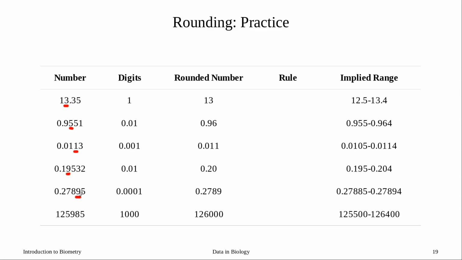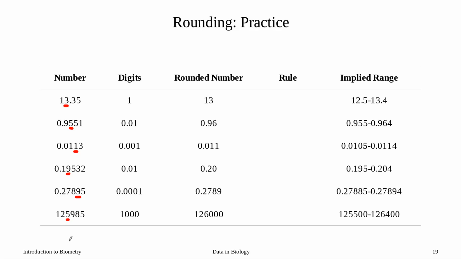Here, target's the 9, alright? We have a 5 after it. There's nothing after that 5, so we leave it alone. 0.2789. Our implied range, again, is going to be what captures that rounded value, 0.27885 to 0.27894. Lastly, we're going to the thousands place.